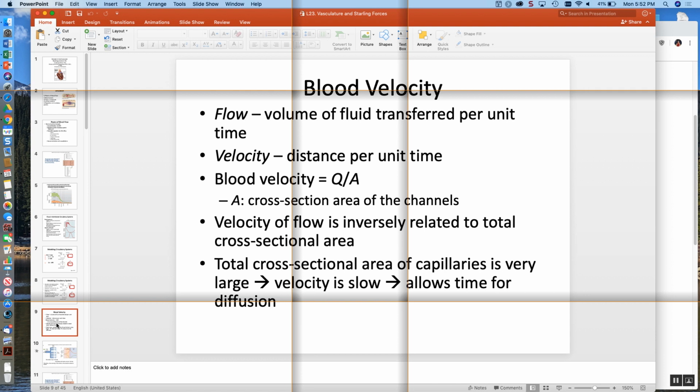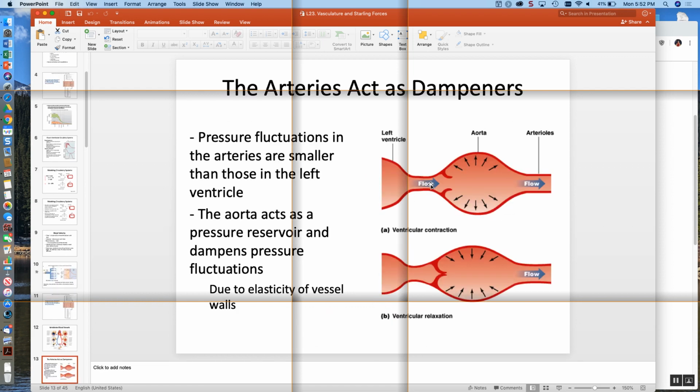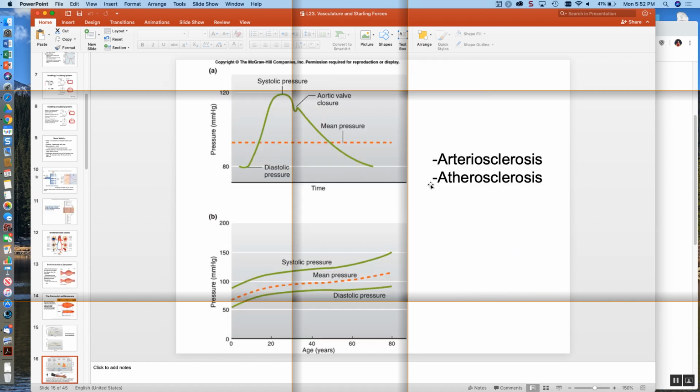Go through arteries, arterioles, capillaries, venules, and veins. Remember, the arteries are very elastic. Arteries act as dampeners. There's an elastic recoil effect to keep the blood moving even when the heart is in diastole, which is pretty cool.